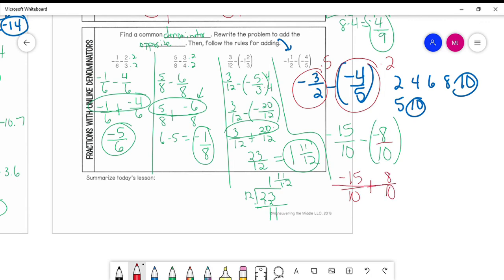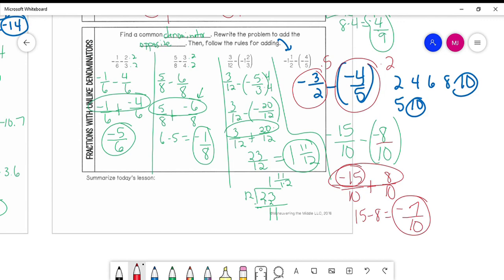Denominators are the same, so focus on your numerator. The signs are different, so find the difference. 15 minus 8 would be 7. Denominator stays the same. 15 is larger than 8, so we're going to keep its sign, which is negative. 7/10 cannot be simplified, and so that's your final answer there.